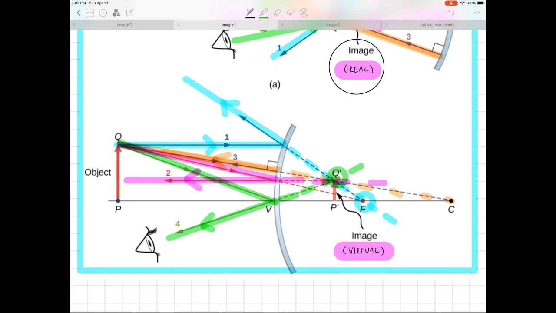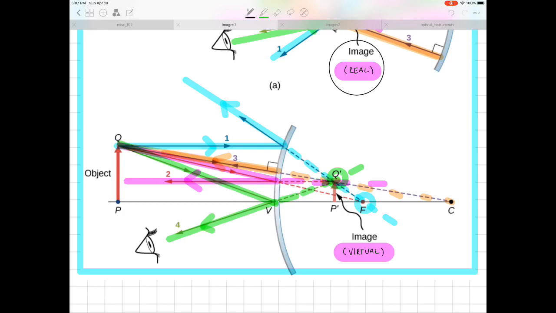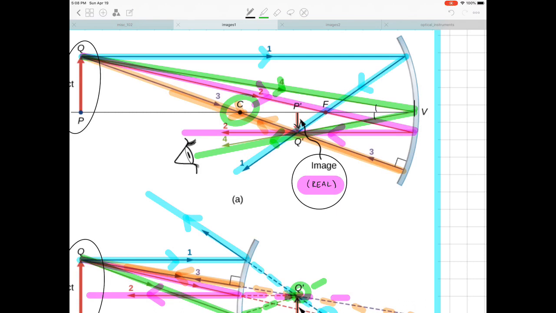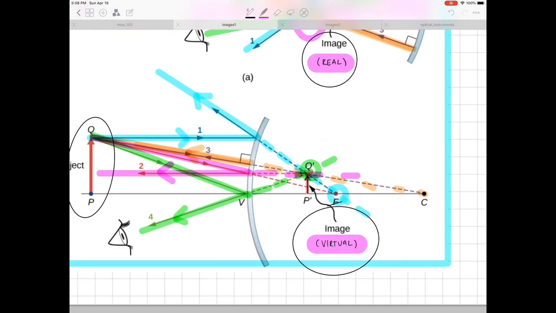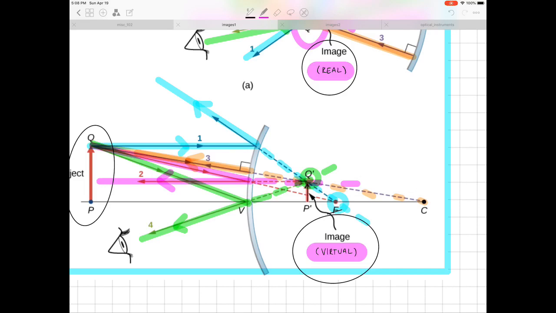But if you look for the convex mirror for this particular ray trace, the image is upright. It's the same orientation as the object, and this is known as a virtual image. So for the real image, the rays physically come to focus at the spot where your image forms, right? The rays are actually there. Over here, this is a virtual image. The rays do not actually come from this location. They appear to come from that location, and that is why it's a virtual image.